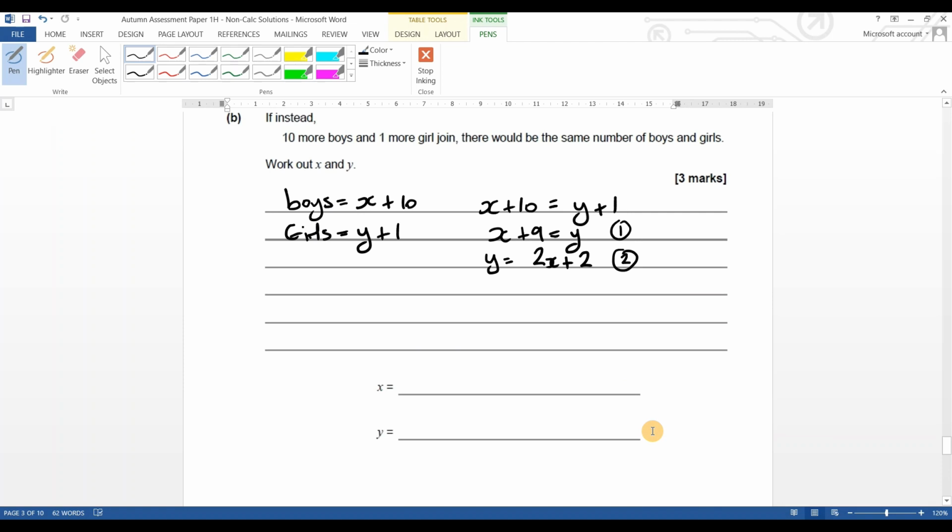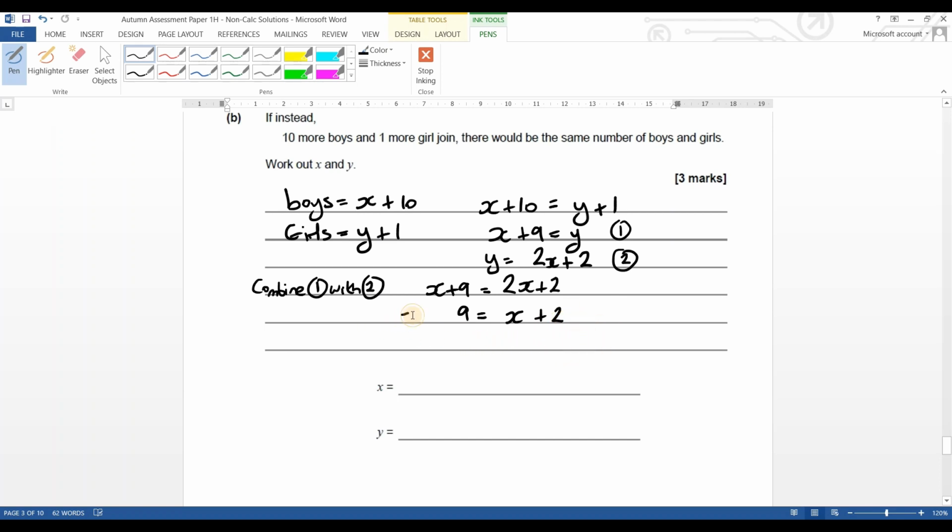Yeah, let's use simultaneous equations. I'll tell you what, if y equals this and y equals this, let's just replace y with one of these. So I'm going to combine equation 1 with equation 2. So that must mean x plus 9 must equal 2x plus 2. Let's solve what x is first. So let's take away x from both sides. I'll get that.